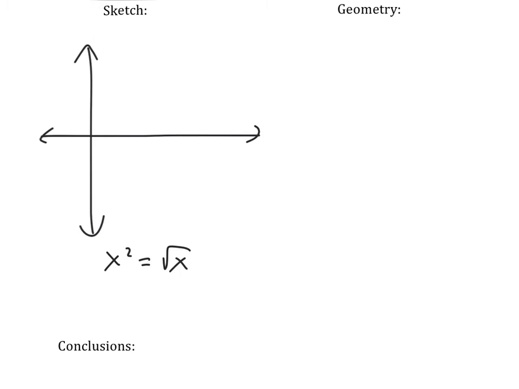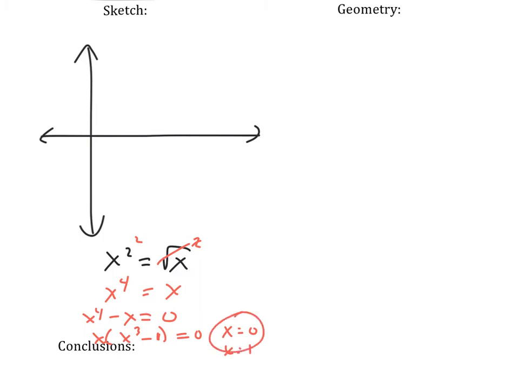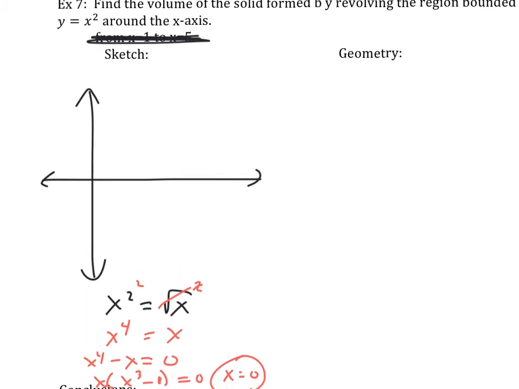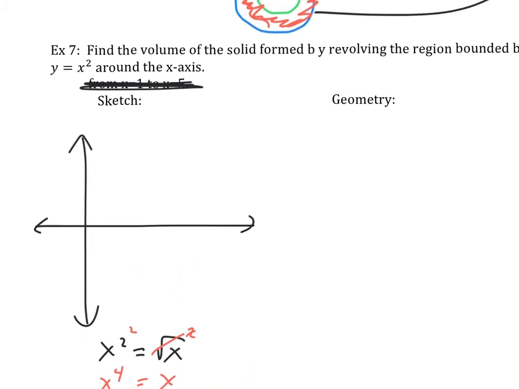So I'm going to square both sides because I want to get rid of the square root, and I'm going to get x is equal to x to the 4th. And I'm going to get x to the 4th minus x is equal to 0, giving me x times the quantity x cubed minus 1 equal to 0. So x is equal to 0 and x is equal to 1 are my two solutions. So that's why I said we don't need the limits in this case.